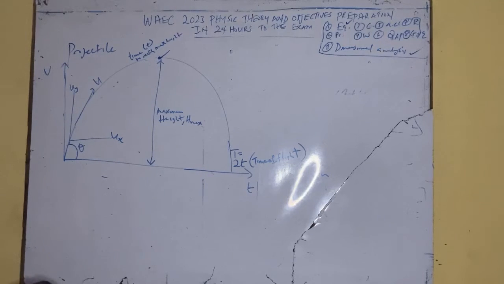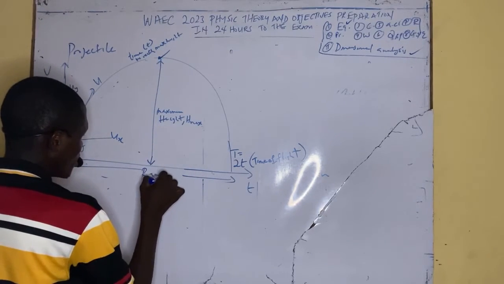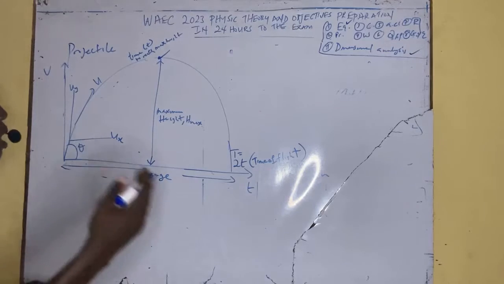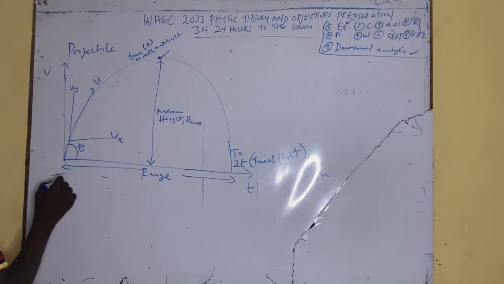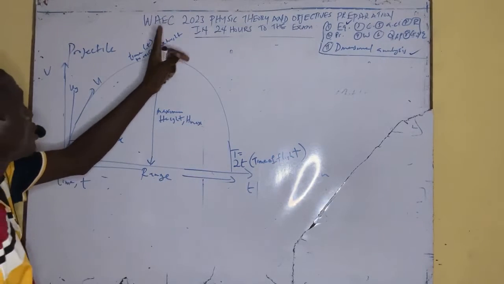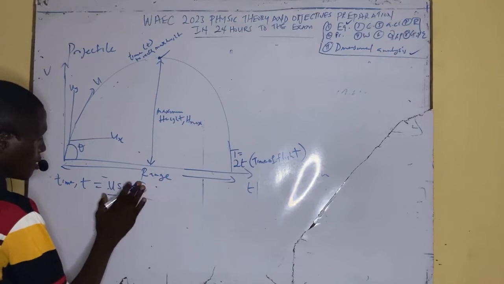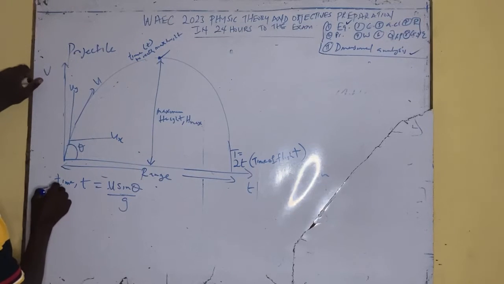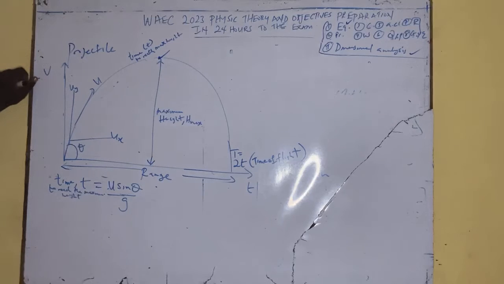So if they ask you to calculate all these parameters, the horizontal distance is what we call the range. This diagram is just summarizing the projectile motion. So how do you go about the calculation here? When you are asked to calculate the time to reach the maximum height, that's the first question they might ask you. Time t, with small letter t, to reach the maximum height is equal to u sine theta over g. That is the formula for calculating the time to reach the maximum height.